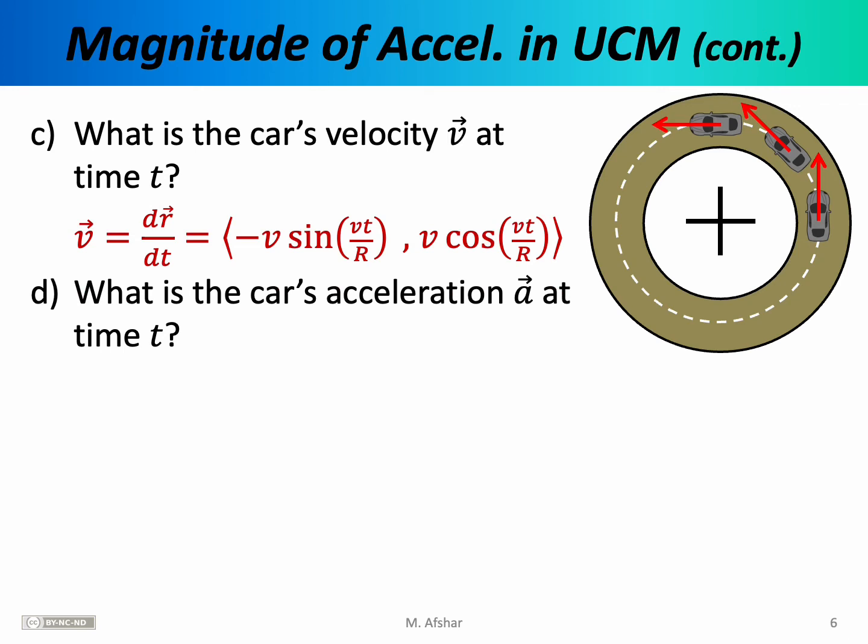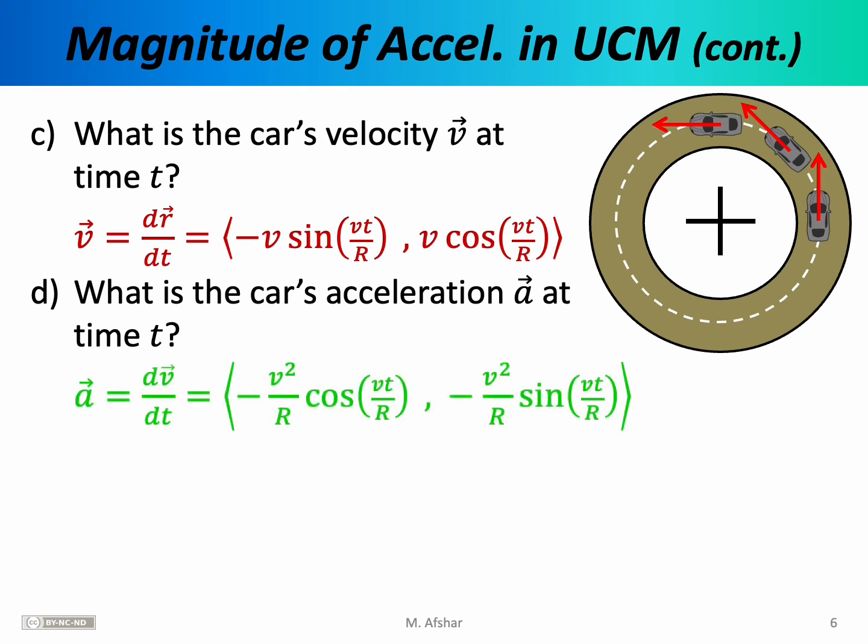Next, we'd like to know about the car's acceleration. Since we know the velocity, we can take another derivative to calculate the acceleration. Recall that velocity has two components, vx and vy, so we're going to take the derivative of the x component. The derivative of the sine will give us a cosine, and of course we'll have to take the derivative of the argument, which gives us a v over r, hence v squared over r.